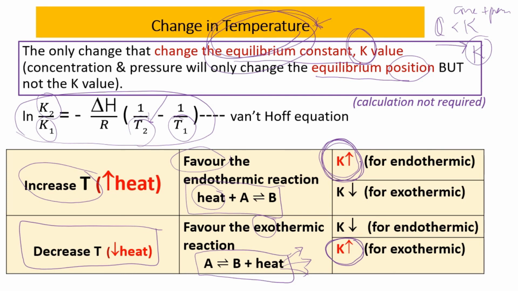The opposite thing will happen for exo and endo if we increase the temperature. So we just take note of this one. If we increase temperature, it will favor the endothermic process and the K will increase for endo. If you decrease temperature, it doesn't favor the endo. You like heat, but I don't give you heat, so the K will decrease for the endo. So this is something that you need to remember.